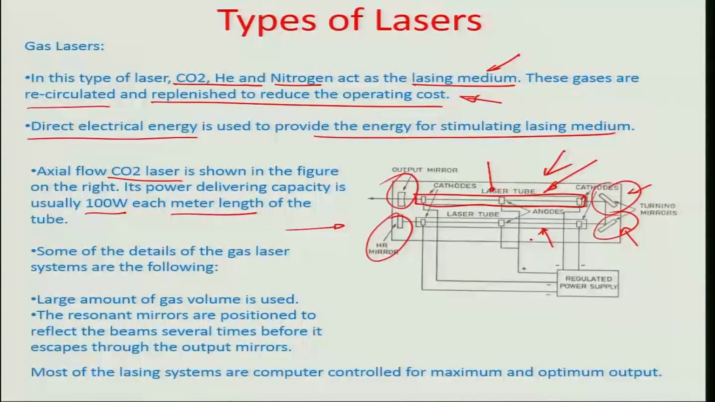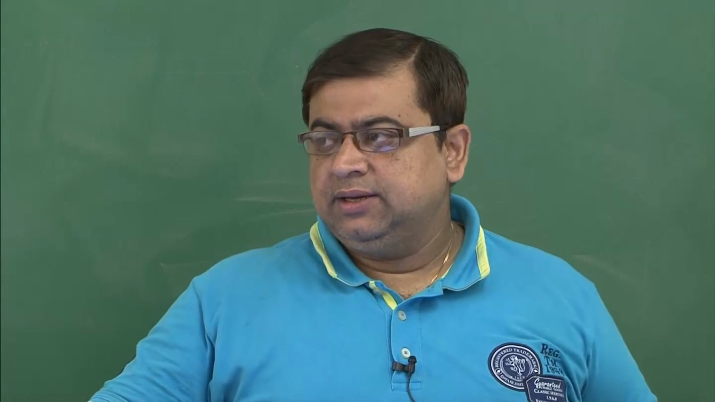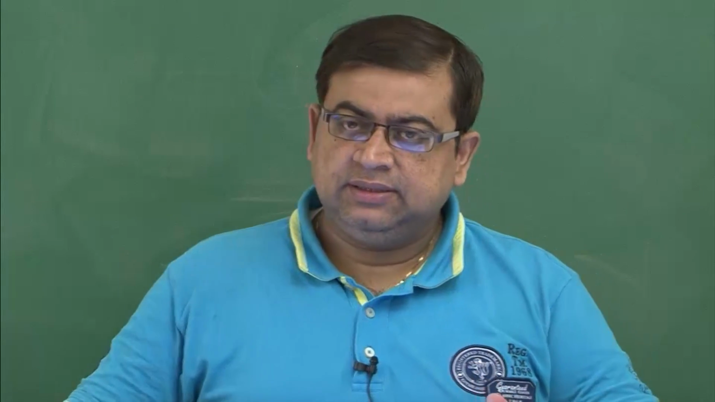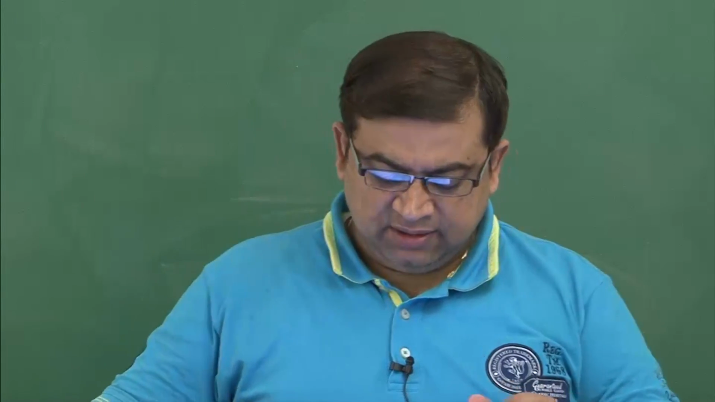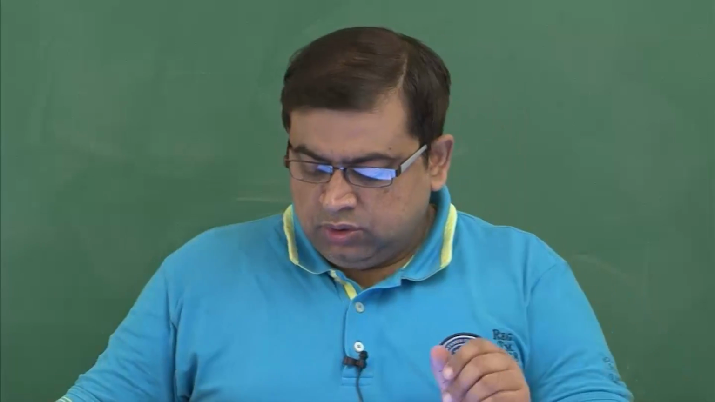So the resonant mirrors in such a system, as can be seen on both sides here, are the output and the resonant mirrors, and these are the turning mirrors. They are positioned to reflect the beam several times so that you can pump the laser to a high power value, and once the threshold power value is achieved, you can retain a part and give a part of the signal outside the lasing source.